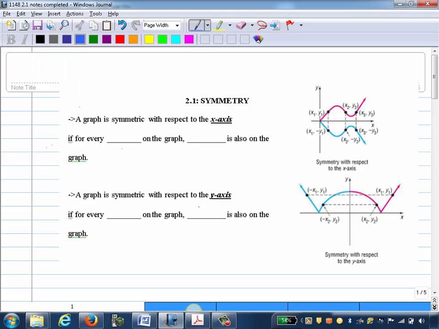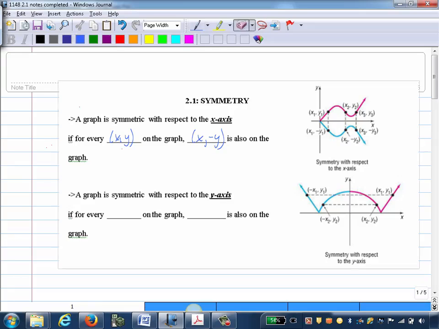Section 2.1, Symmetry. A graph is symmetric with respect to the x-axis if for every point (x, y) on the graph, the corresponding point (x, -y) is also on the graph. So on this picture, we can see, for example, if this point (x1, y1) is on the graph, the corresponding point (x1, -y1) is also on the graph.